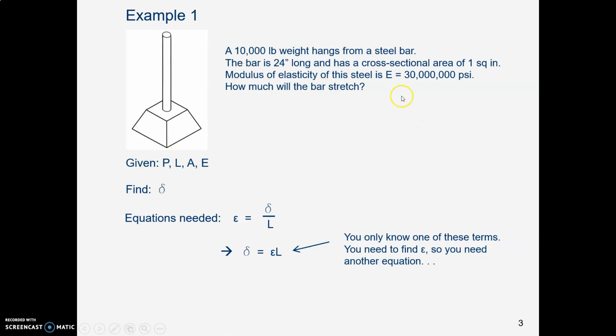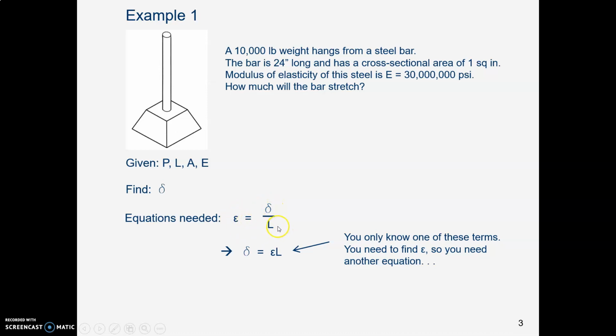And this is a common thing that you would have. You know how big your weight is and how long and what size your bar is, and you know what the material is, and you're trying to figure out how much will it stretch. So that's what we're doing. We're looking for deformation. Okay, so what equation do we have with deformation in it?